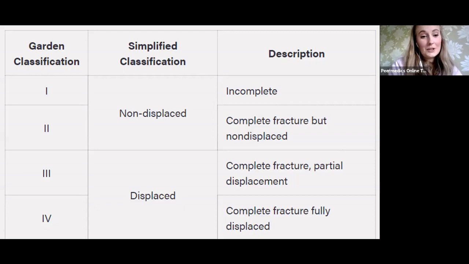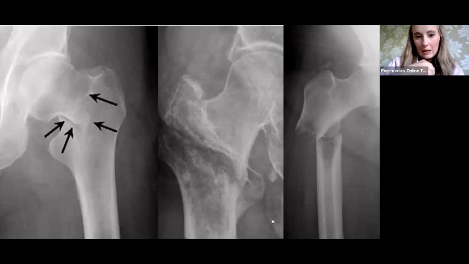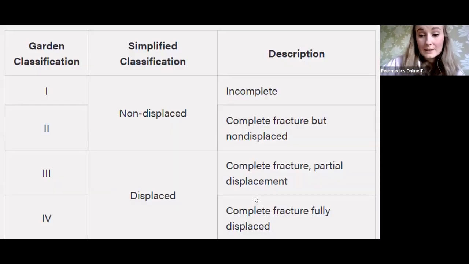So for classifying them, you use what's called the Garden classification. The only bearing that's really going to have on anything is that the blood supply is disrupted with types 3 and 4. So if it's types 1 and 2, it's non-displaced. If it's types 3 and 4, it's displaced. As you can see, if we go back to the image, your subtrochanteric one obviously is displaced. It's over on the right hand side there. So that would be a type 3 or a type 4, whereas your other two, without really breaking them down, aren't necessarily displaced.